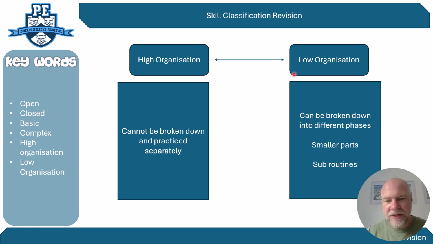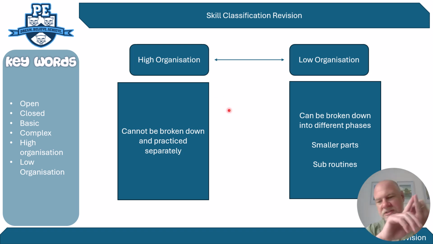Smaller parts, so in low organisational skills, their movements have little parts. You can put them together, but you can practice them individually, put them back together to complete the whole skill, whereas a high organisational skill, it's too fast, it's too rapid, it's too powerful, so you can't break it down into its parts easily. So try to remember those two definitions.